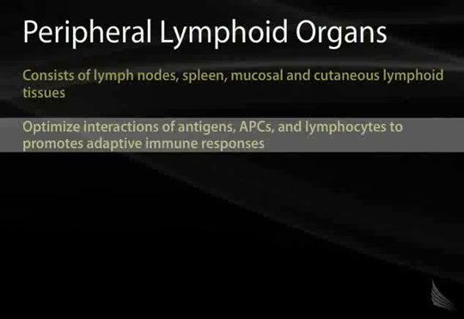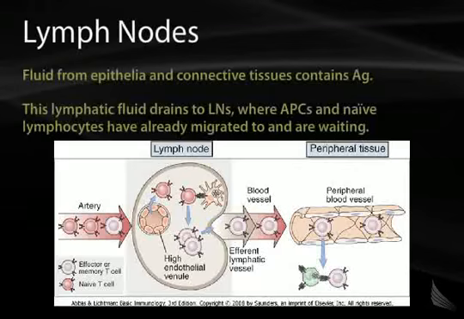So it is within these organs that they optimize interactions of antigens, APCs, and again the B and T lymphocytes to promote adaptive immune responses. This is the site of antigen presentation. This is the site where all the cells come together and decide, hey, what am I infected with and what are we going to do about it?